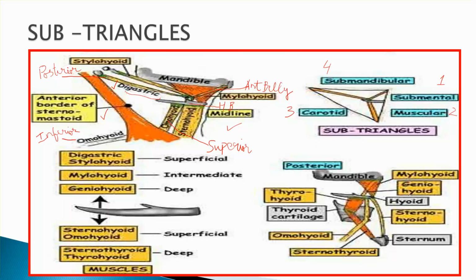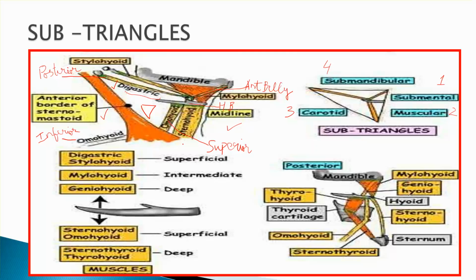So the superior belly forms one border of the carotid triangle. This is the carotid triangle. It is formed by the omohyoid muscle, the posterior belly of digastric, and the anterior border of sternomastoid. So that is the carotid triangle. Then we are left with the muscular triangle.